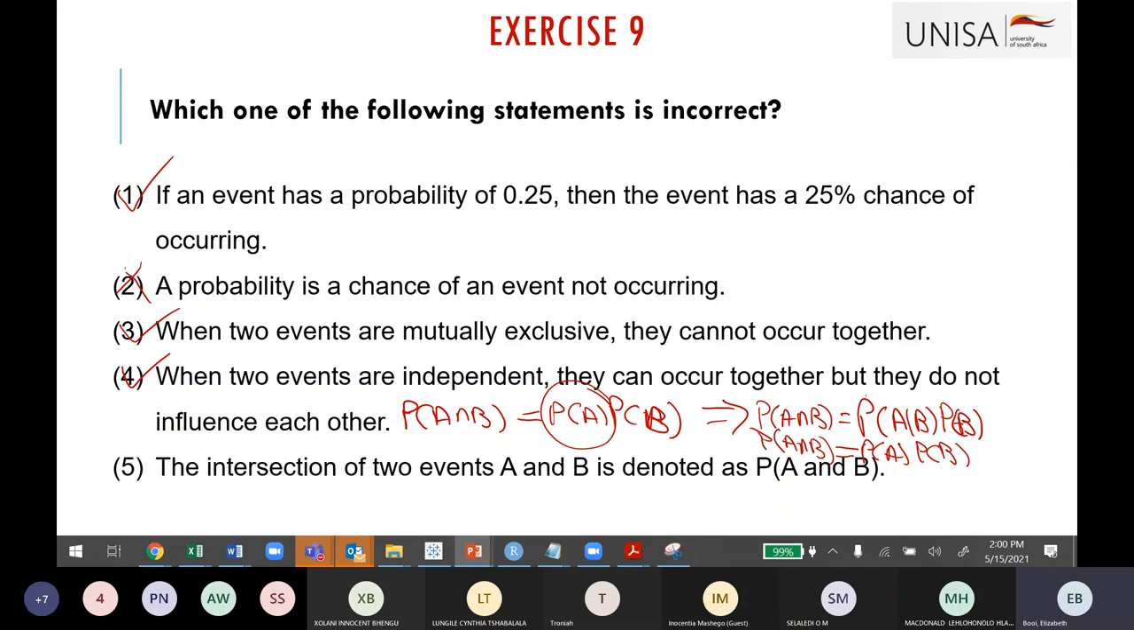Statement number 5 says the intersection of two events, A and B, is denoted by A and B. Is that correct? Yes, that's correct.